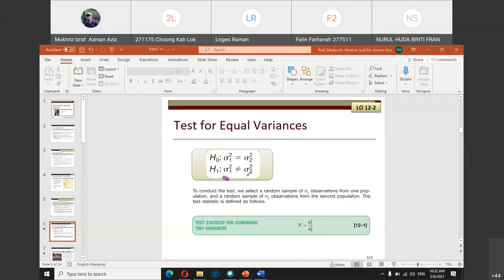Again, the way you divide, S squared 1 over S squared 2, is how the order appears in your H1. If you put sigma squared 1 first, then S squared 1 will be the numerator, S squared 2 will be the denominator. So whichever appears first will be the numerator, and the one that appears second will be the denominator. This is one thing that you need to keep in mind.